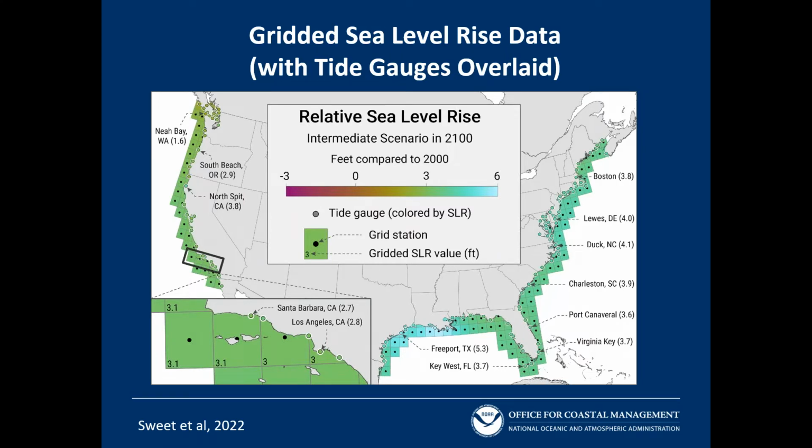So you see the small points are tide gauges, but if you live in between tide gauges, this information is available to you too, because you can get that from a grid. So really there's no issue anymore of, well, I don't have a tide gauge near me, so I can't figure out what projections there are for sea level. That's no longer the case.